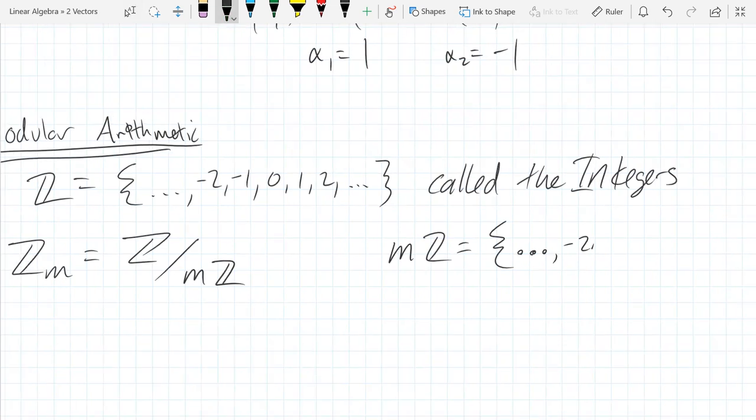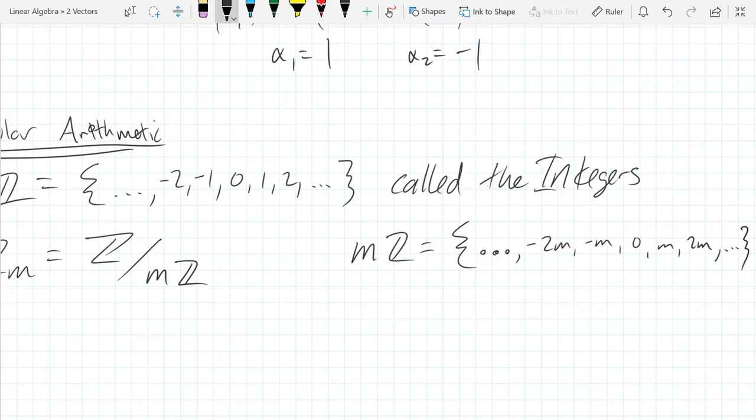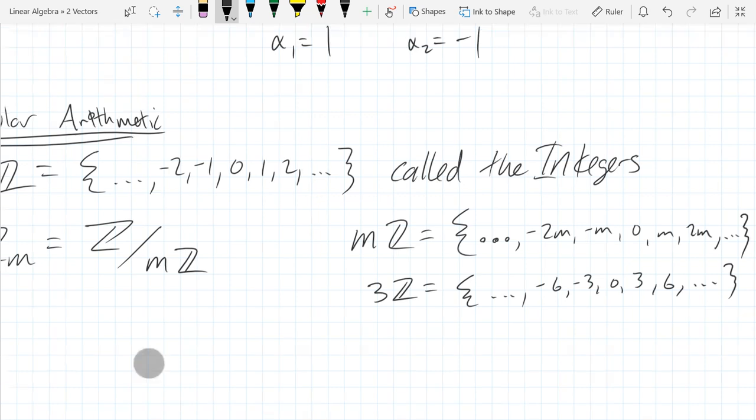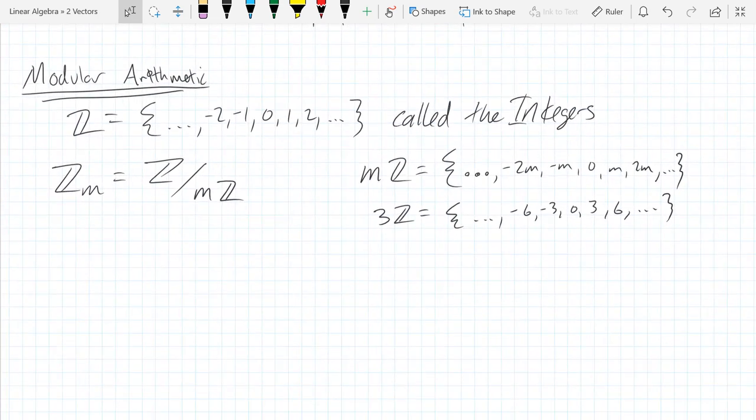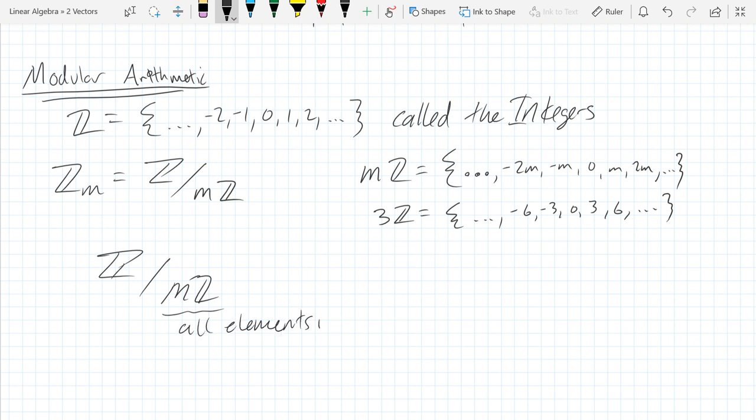So it's going to look like negative 2m, negative m, 0, m, 2m, etc. So for example, let's do an easy 3Z. That's going to be negative 6, negative 3, 0, 3, 6, etc. It's all integer multiples of 3. Now this division sign right here, what this one actually means is everything in the set down here is going to be equal to 0. So this mZ right here, elements in this set are 0.